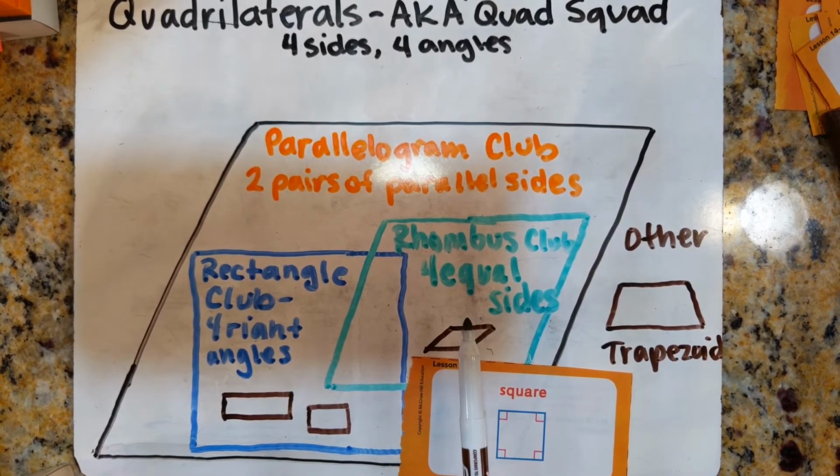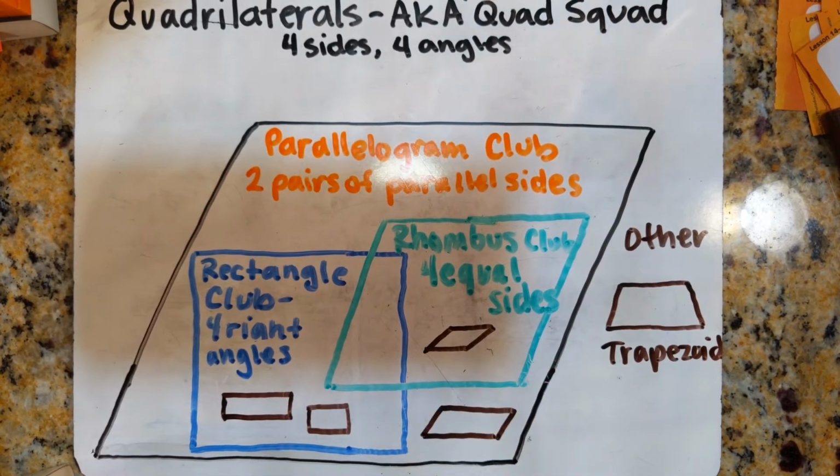But wait, there's more. Can it also join the rectangle club? Does it have 4 right angles? Yes, it does. Look, 1, 2, 3, 4 right angles. You guys, this square is all of the things. It's pretty incredible. Okay, so let's draw it right.